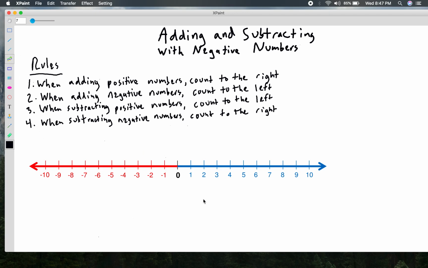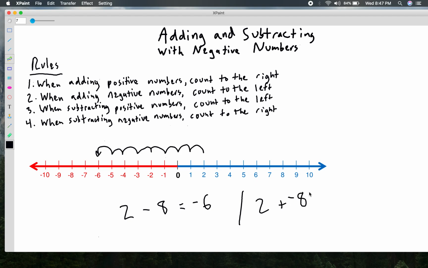All right, let's do 2 minus 8. Okay, 2 minus 8. When subtracting positive numbers, count to the left. Here's 2. Take away 8. 1, 2, 3, 4, 5, 6, 7, 8. Gets me negative 6. Same thing as saying 2 plus negative 8. When adding negative numbers, count to the left. Whoa, same thing. Always move that direction when you are adding a negative number.